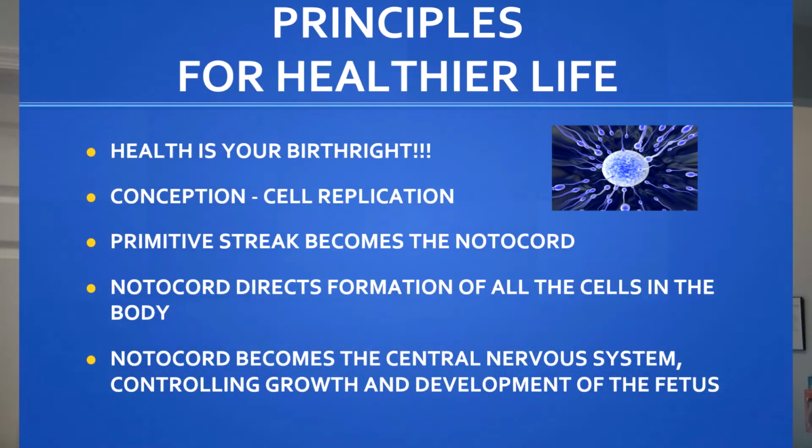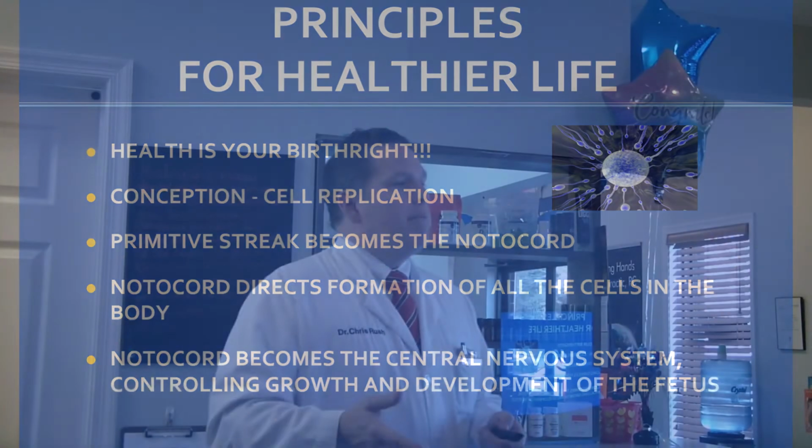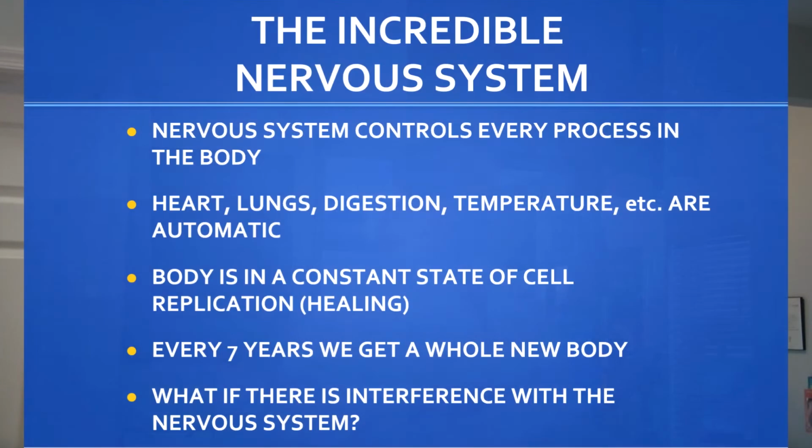All right, principles for a healthier life. Health is your birthright, remember. So conception, when mom and dad come together, cells, they're half cells. 51% of dad's cells contributed to you, 49% is from mom. So if you're ever on Jeopardy, dad gives you a little bit more, all right? There's the notochord that develops. The notochord develops and forms all the cells in the body. It becomes the central nervous system, which I was talking about earlier. Again, it's your birthright. You do have an incredible nervous system.